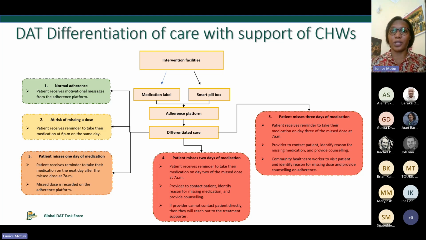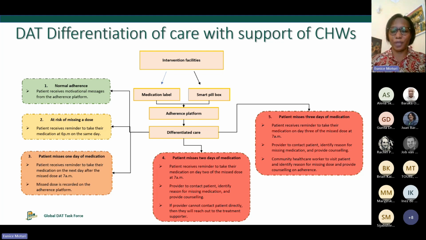And if they still don't take medication, a healthcare worker will reach out to find what challenges they're facing. If they are not reached, the treatment supporter will be called. And again, if they are not reached, that day in the evening, a reminder will again be sent to remind the patient to take medication. And if the patient does not take medication up to midnight, it will again reflect a missed dose, and the calendar will still remain red in color.